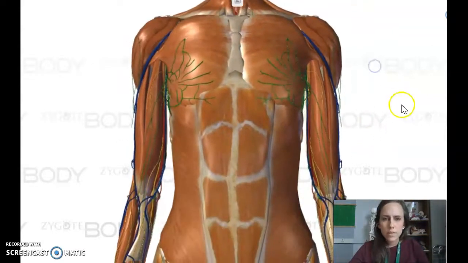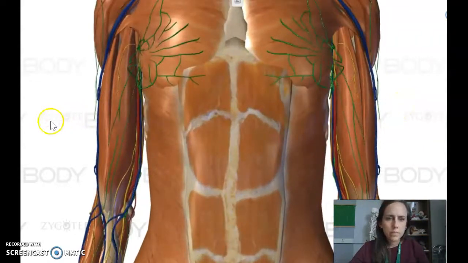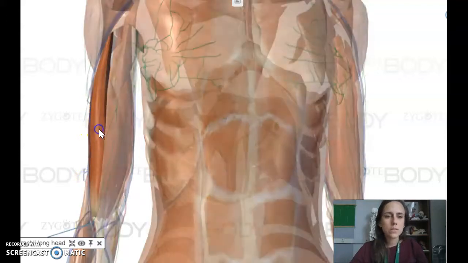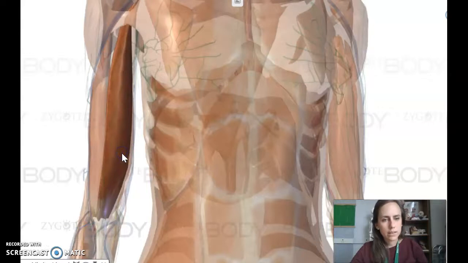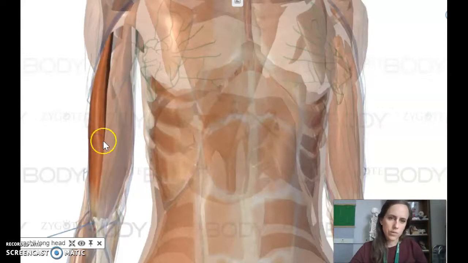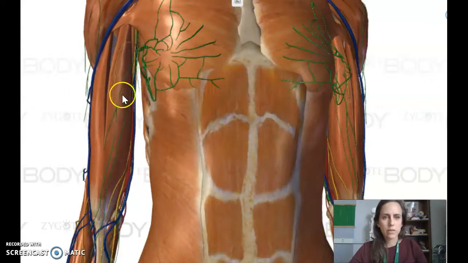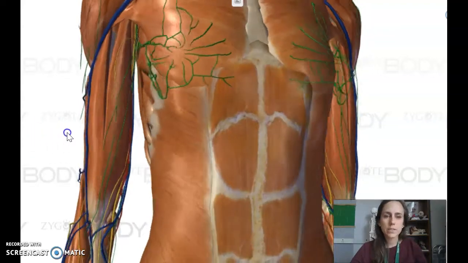In the front of the arm, we have our biceps muscles. Bi meaning two, so there are actually two parts to this muscle. We don't need to know the specific parts for this class, but that's just to show you why it's called the biceps muscle. Together, those two parts of the muscle have the same tendon unit, so they're collectively known as the biceps.